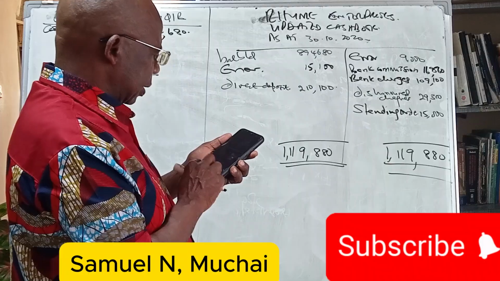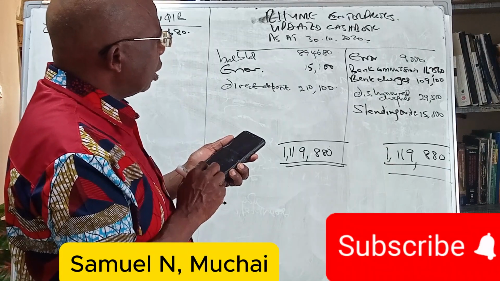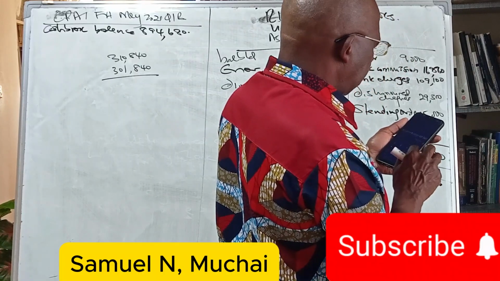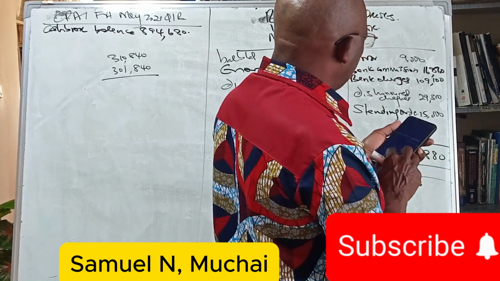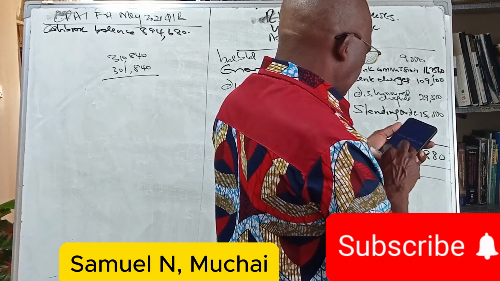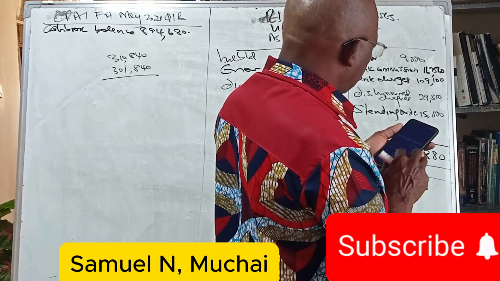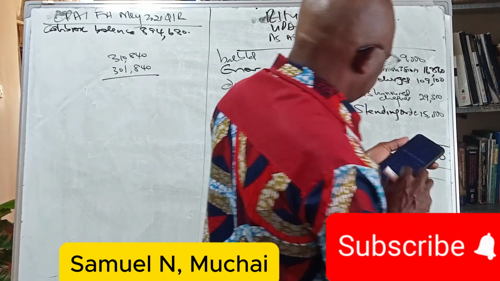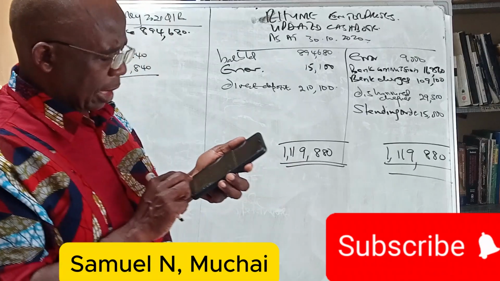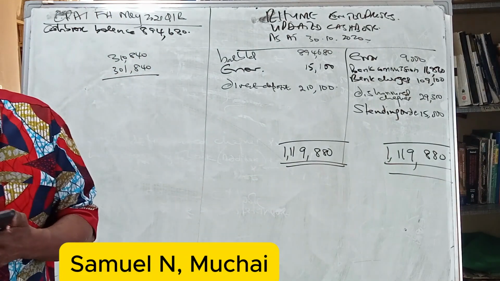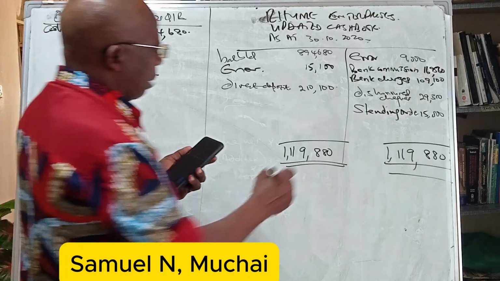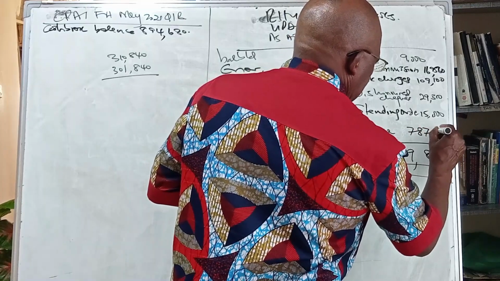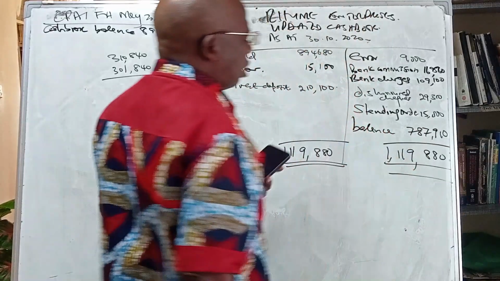Subtract 9,000, subtract 169,560, minus 109,100, minus 29,310, minus 15,000, we get 787,910. We get a balance carried down of 787,910.